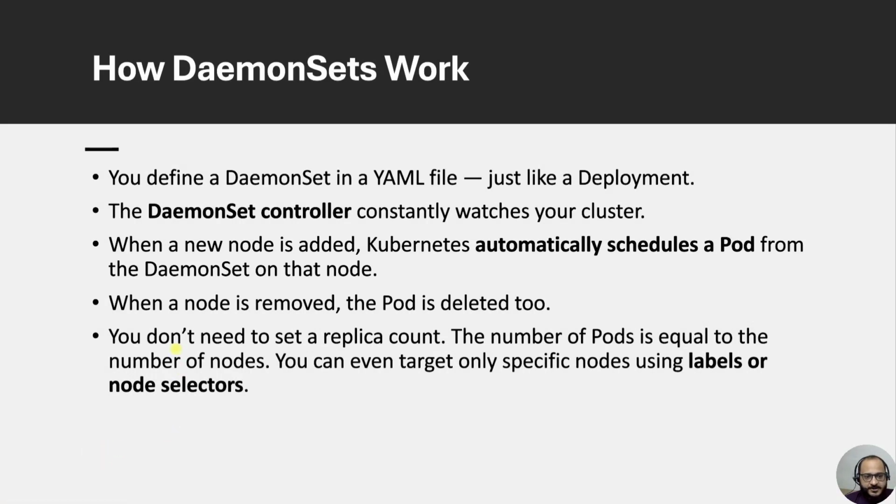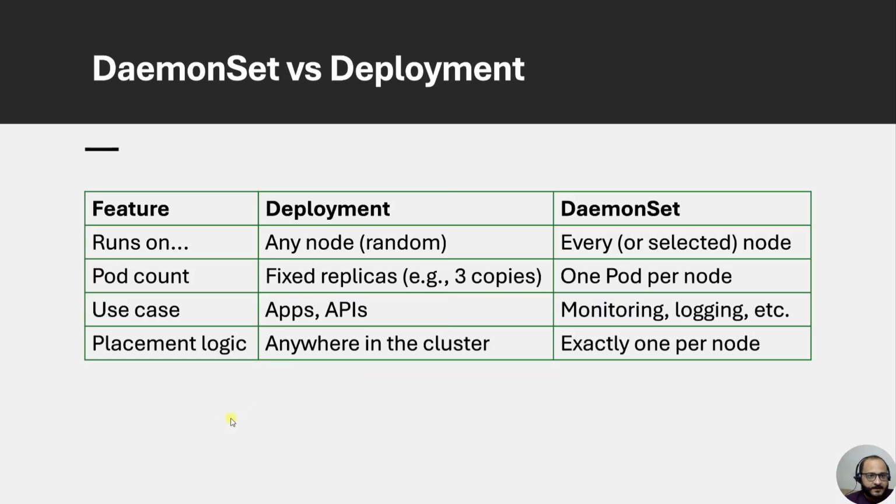I have also mentioned that you don't need to set a replica count. The number of pods is equal to the number of nodes. If we have 2 nodes, it will schedule 2 pods. If we have 3 nodes, it will schedule 3 pods. You can even target only specific nodes using a label or node selector. Suppose you have thousands of nodes and you want to run the logging agent or monitoring agent on only 4 or 5 nodes. We have an option to select those nodes using labels and node selectors.